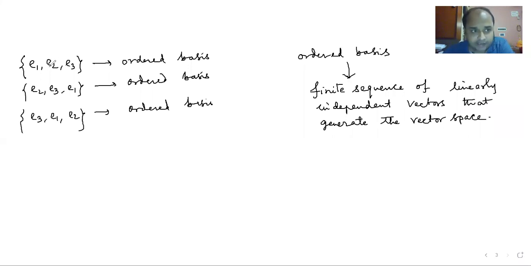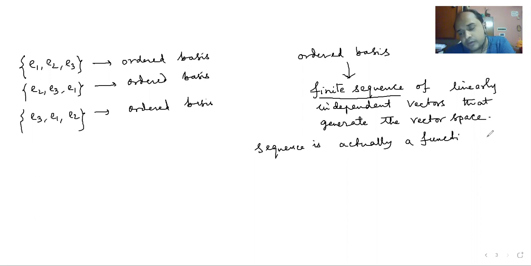We know that this particular set generates R3, this set is also generating R3, and this set will also generate R3, because the elements present inside the set are the same, E1, E2, E3, but the matrix representations will be different. Why do we call it a finite sequence? What is a sequence? You already know. A sequence is a function whose domain is N, the set of natural numbers.